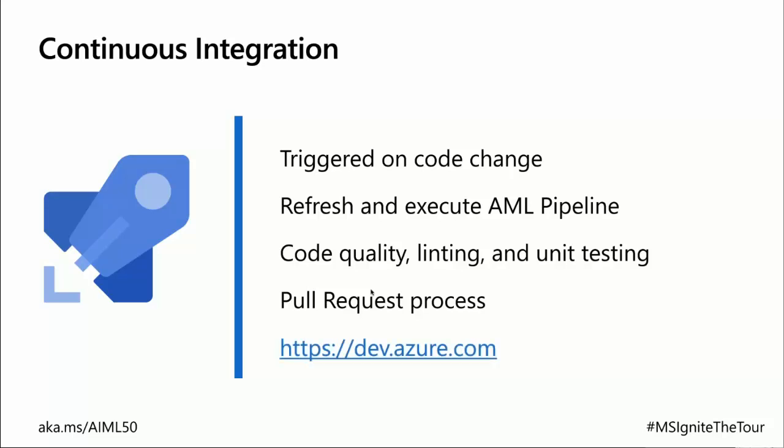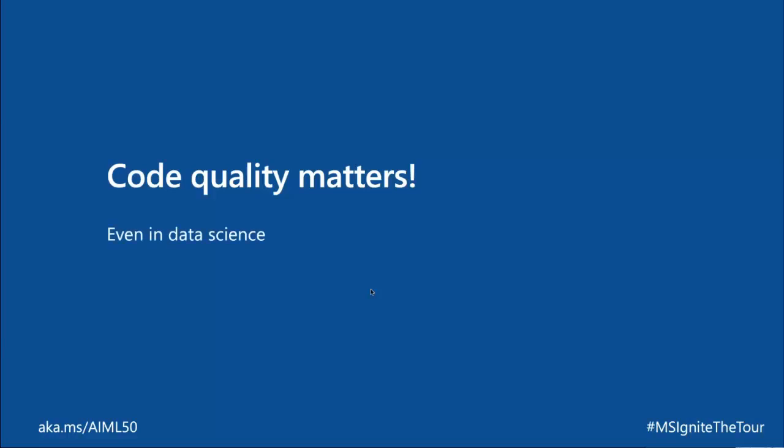If you want to get started with Azure DevOps, by the way, dev.azure.com is really the place to go. The important part here, though, is that code quality matters even in data science. It's very easy to say, well, I'm just going to do everything with a Jupyter notebook, and I might just execute those tasks one by one on an environment that I have. The work's actually going to happen in Azure Machine Learning Service, but we're still not doing any unit testing or linting or code quality, which we want to do as part of a good DevOps process.